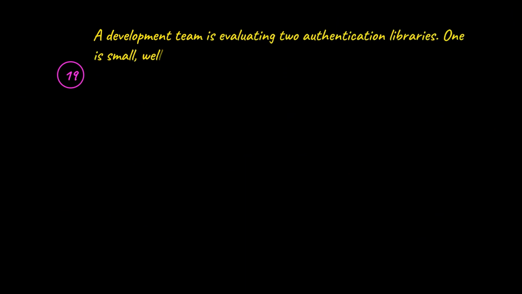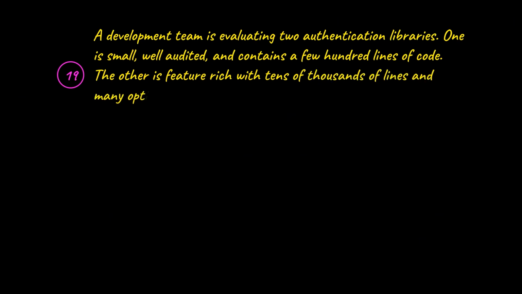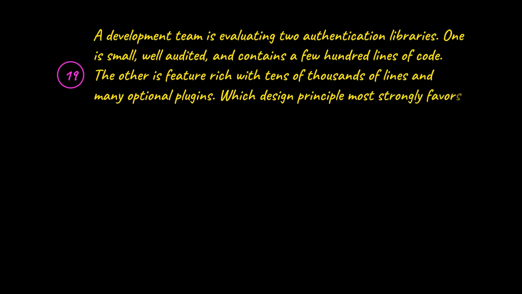Question 19. A development team is evaluating two authentication libraries. One is small, well audited, and contains a few hundred lines of code. The other is feature-rich with tens of thousands of lines and many optional plugins. Which design principle most strongly favors the smaller library?